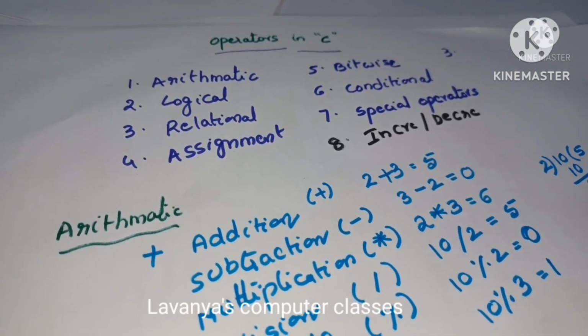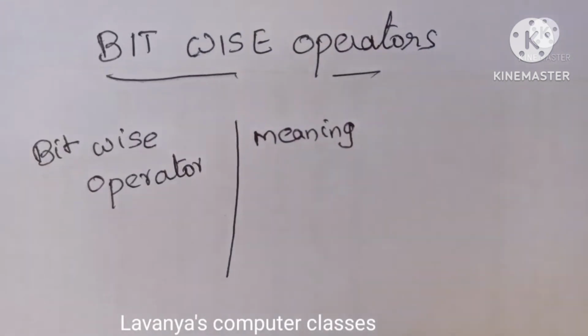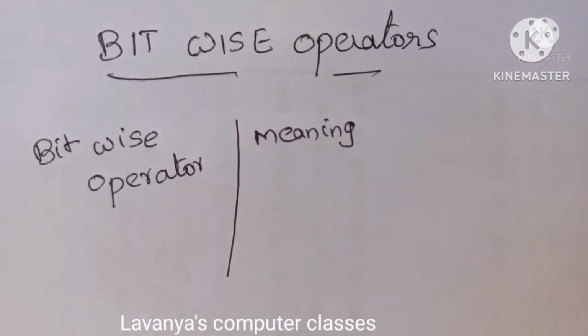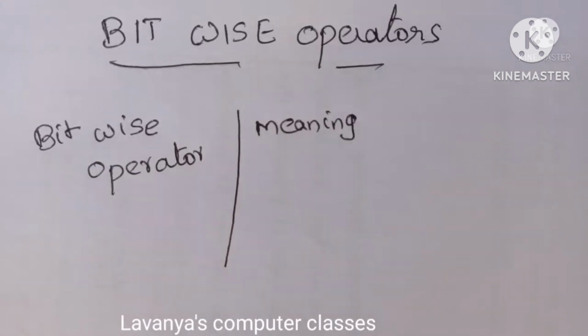In this video, I will explain what bitwise operators are. In previous videos, I already posted what operators are and explained the logical and arithmetic operators. Now in this video, I will explain bitwise operators. In any language, C language, Java language, or C++, the bitwise operator concept is the same.